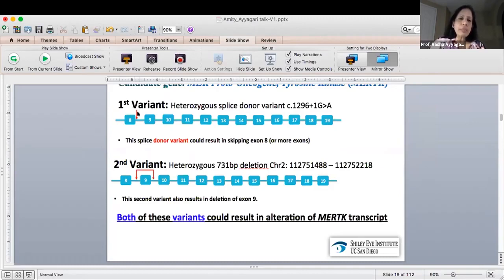Here, this is the splice variant, and this variant could result in a skipping of the exon. And here there is a deletion variant. This deletion results in loss of exon 9. So once again, the loss of this complete exon also could result in alteration of the transcript.